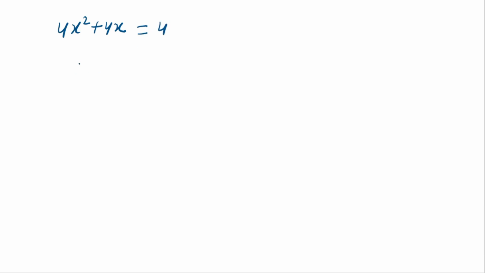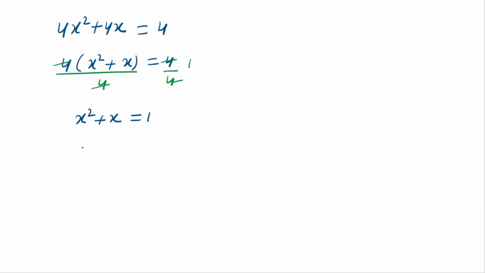Then in left hand side, if we take common 4, then here x square plus x, and this is equals to 4. Now divide both sides 4, and right hand side is also divided by 4. Then this 4 and this 4 is cancelled out, and this 4 and this 4 is cancelled out, there here 1. In left hand side, x square plus x, this is equals to 1. Then value of x square, this is equals to 1 minus x.